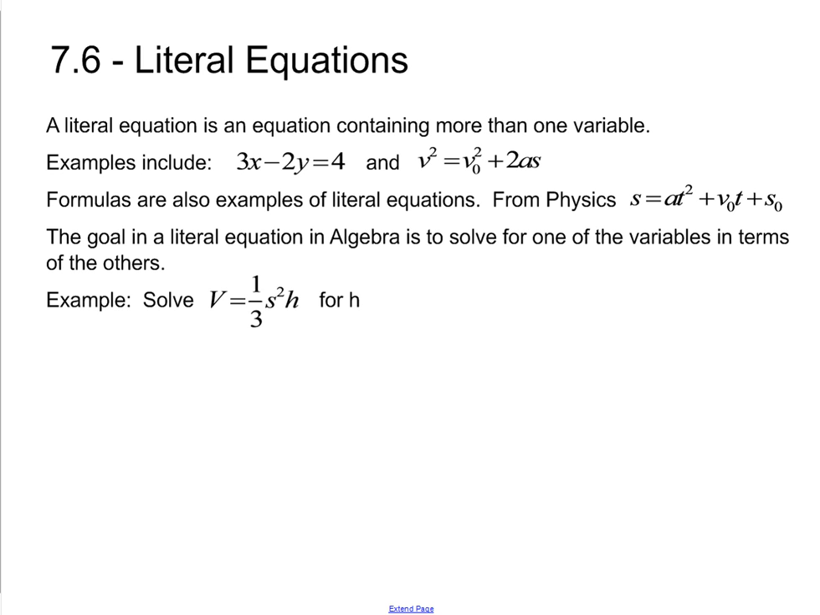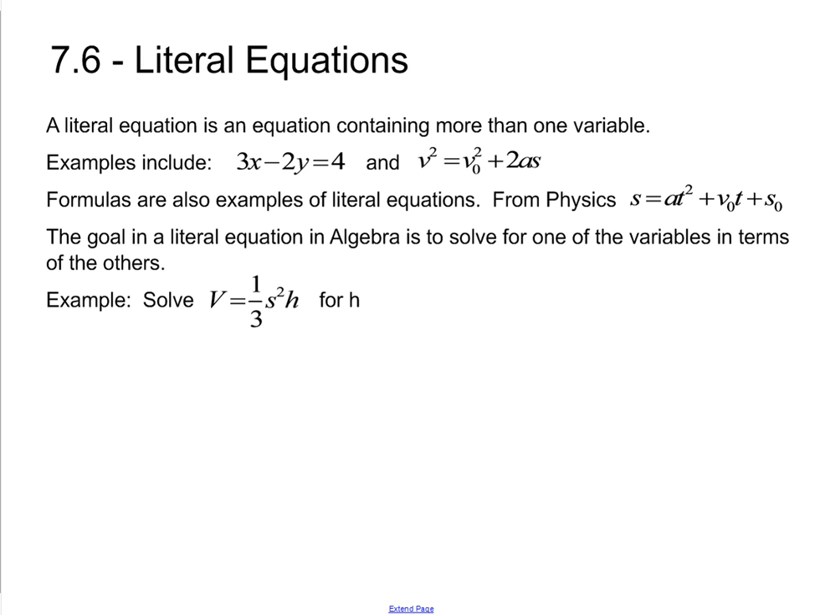And we have equations, for example, 3x minus 2y equals 4, which we recognize as the equation of a line in x and y, but that counts as a literal equation. We have more than one variable. And so we have them from physics, from formulas in geometry, from chemistry, from finance, you name it.